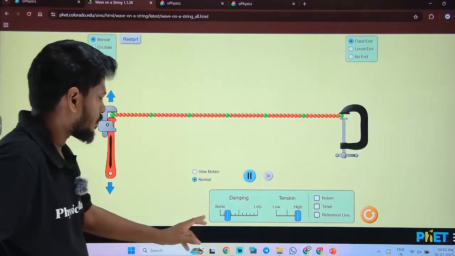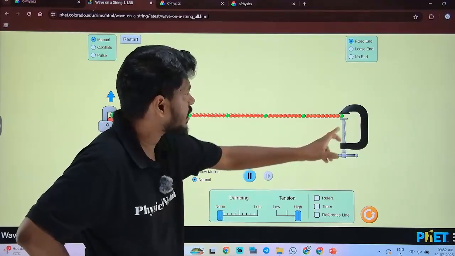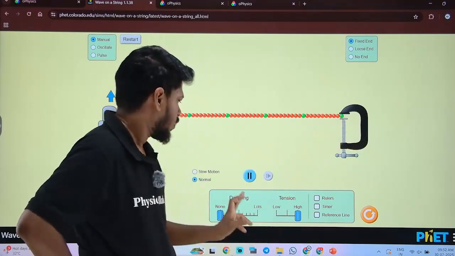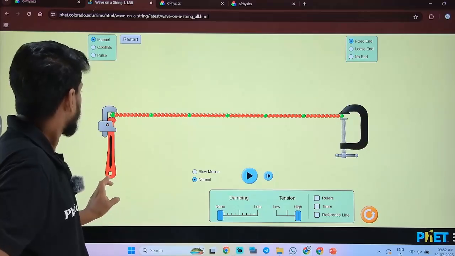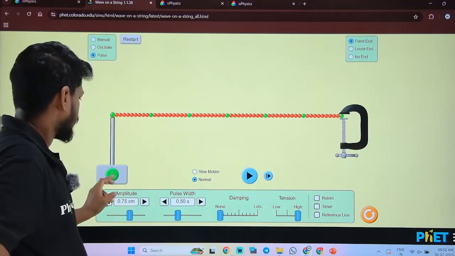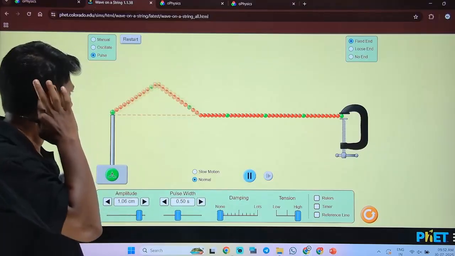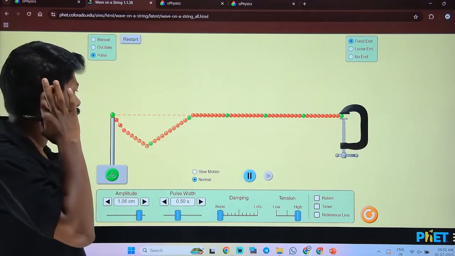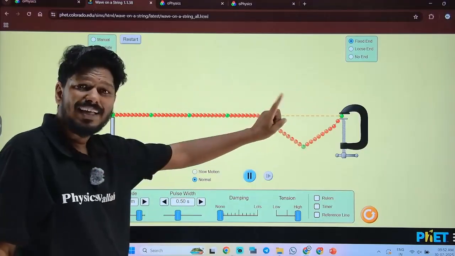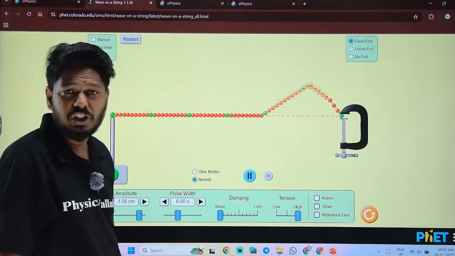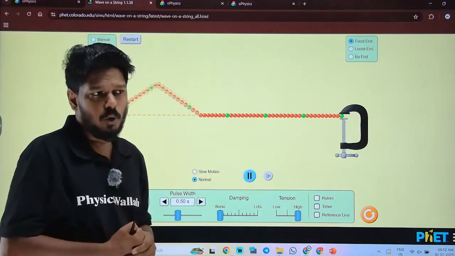If I have no damping at all, and the end is fixed, it cannot move. Now I am going to send a pulse with a good amplitude. Let me start. Can you see this? It is going upward, after reflection it is coming downward, because the surface is rigid. So whenever we have a rigid surface, an upward wave will be reflected as a downward wave.